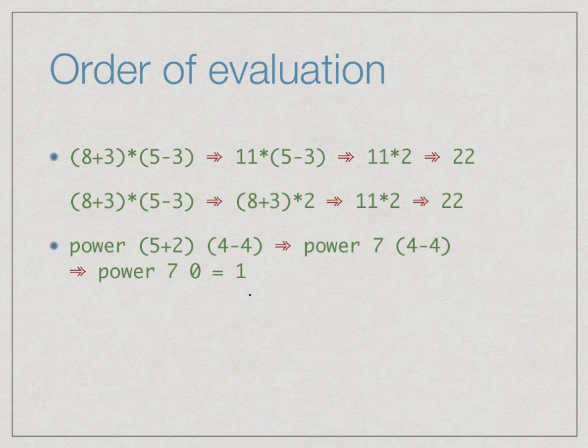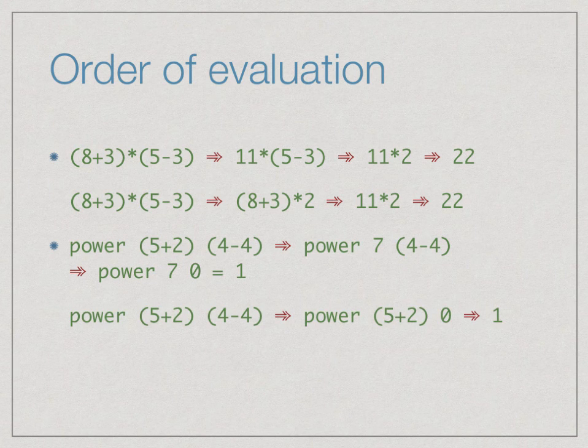Now, the same could happen when we invoke a function like power. For instance, supposing we invoke power with the arguments 5 plus 2 and 4 minus 4. Then if we choose to start with 5 plus 2, then this becomes power of 7 and 4 minus 4. Then I replace 4 minus 4 by 0, and then the power definition for 0 gives me 1. But if we do it the other way, something interesting happens. So now we start with 4 minus 4 and replace it by 0.